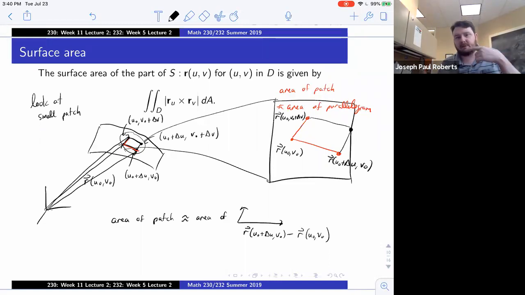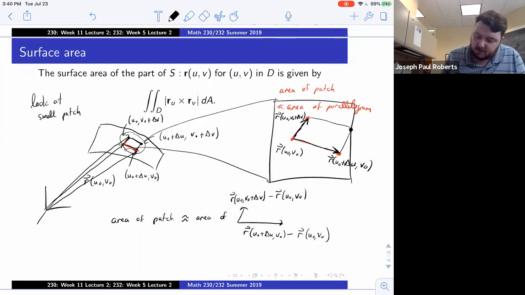But if I want to get the displacement vectors on the sides of this parallelogram, I need to do the vector subtraction, right? So that means that this vector here is R of U naught plus delta U comma V naught minus R of U naught, V naught. And then similarly, this is R of U naught, V naught plus delta V minus R of U naught, V naught. So those are my two vectors that are doing this parallelogram.